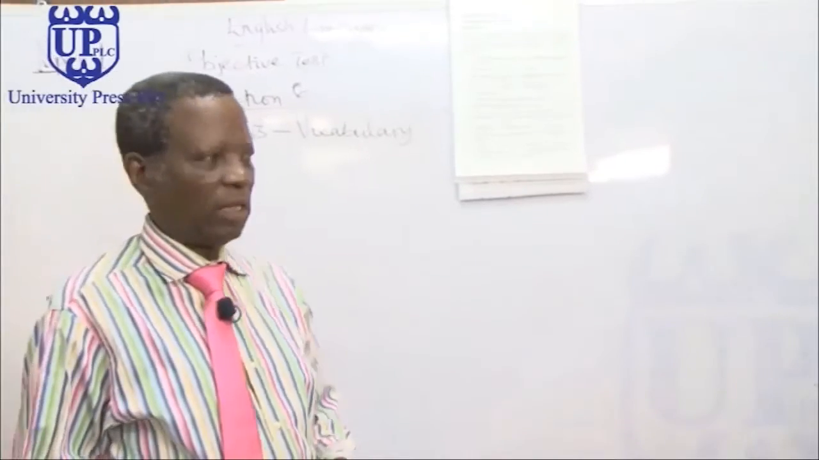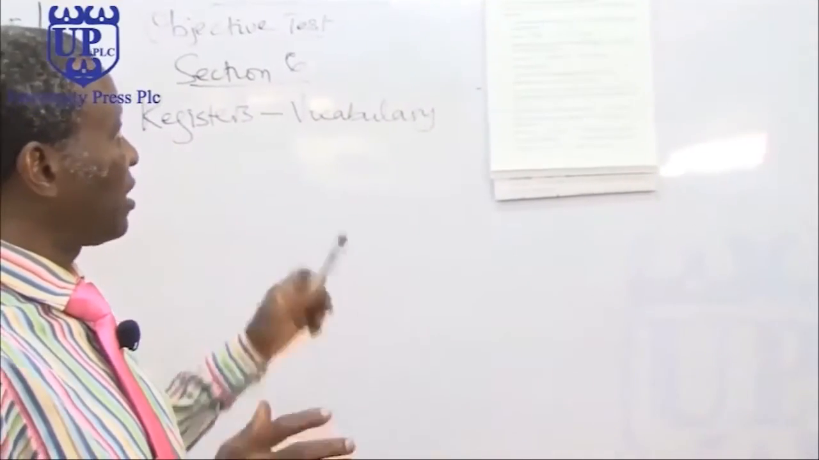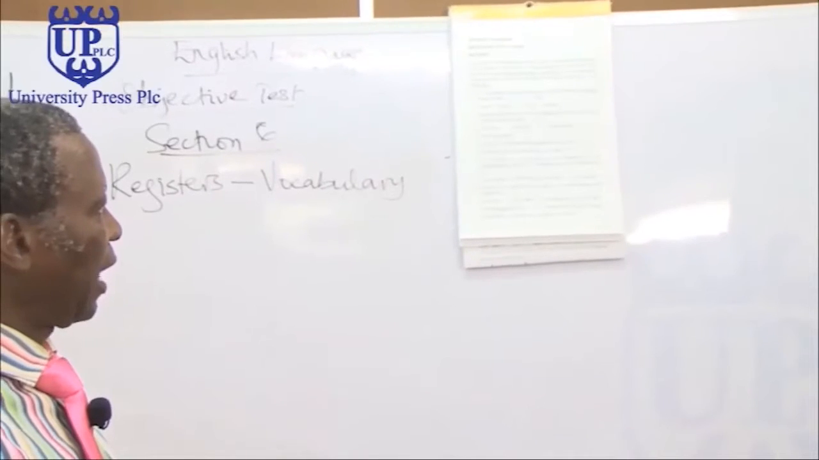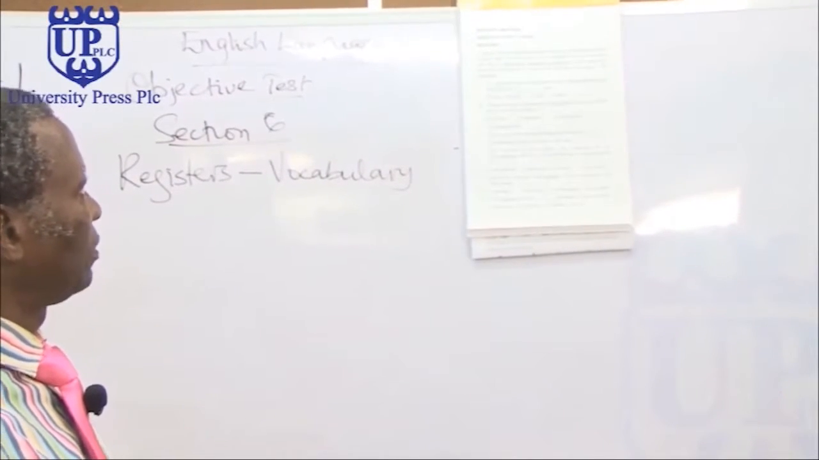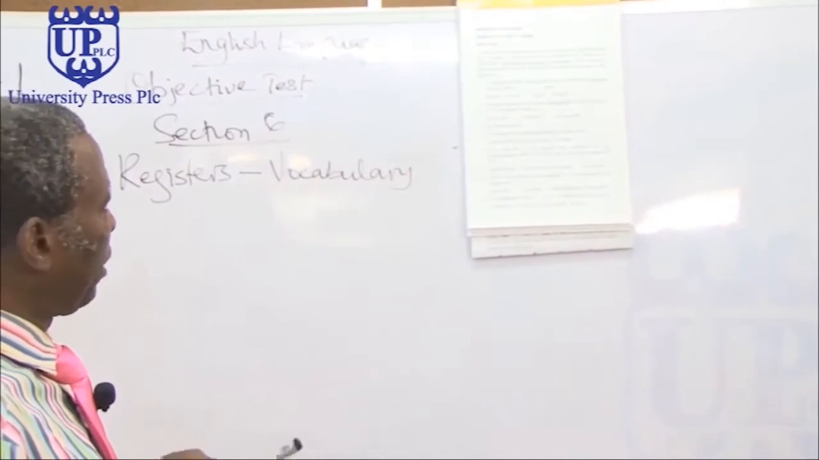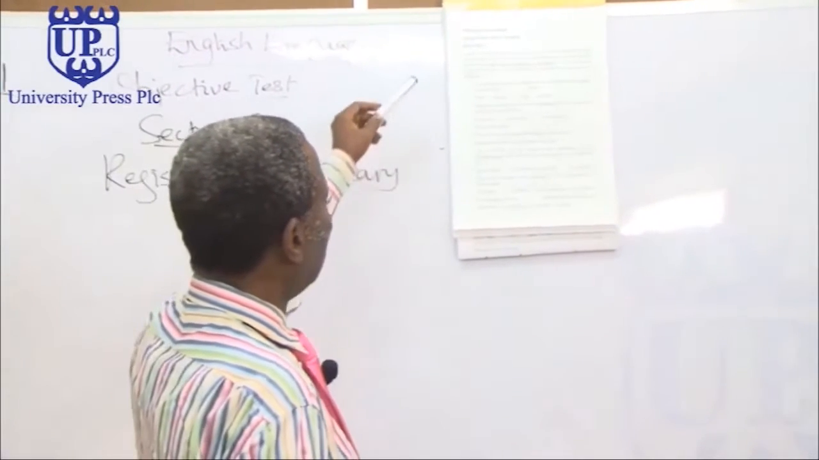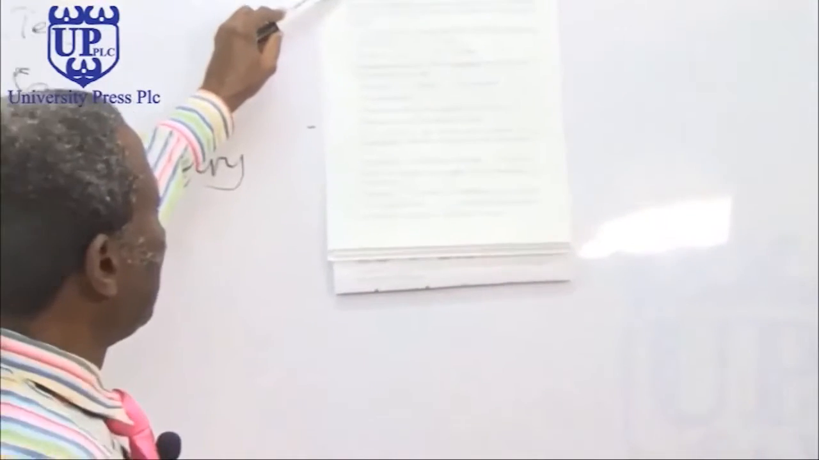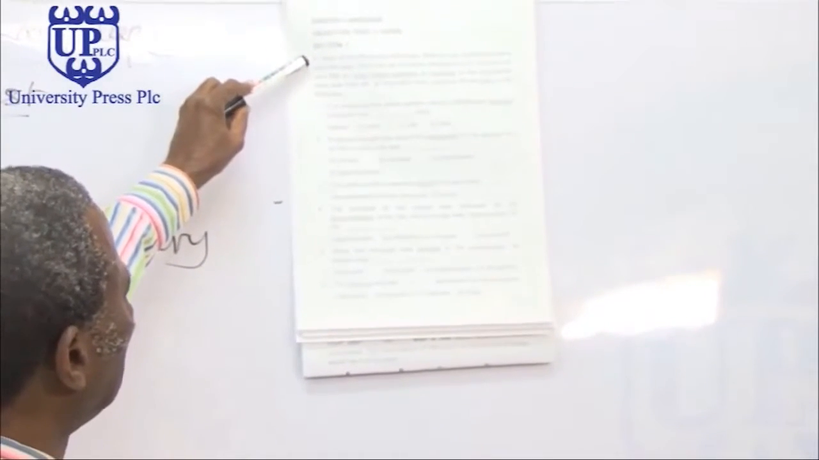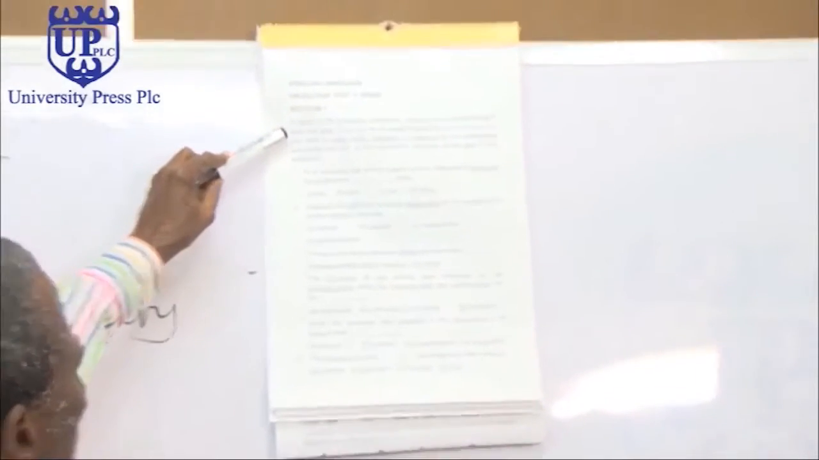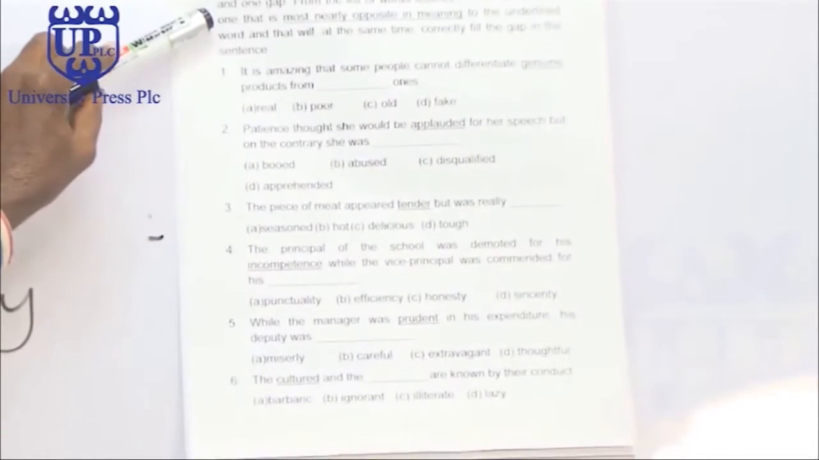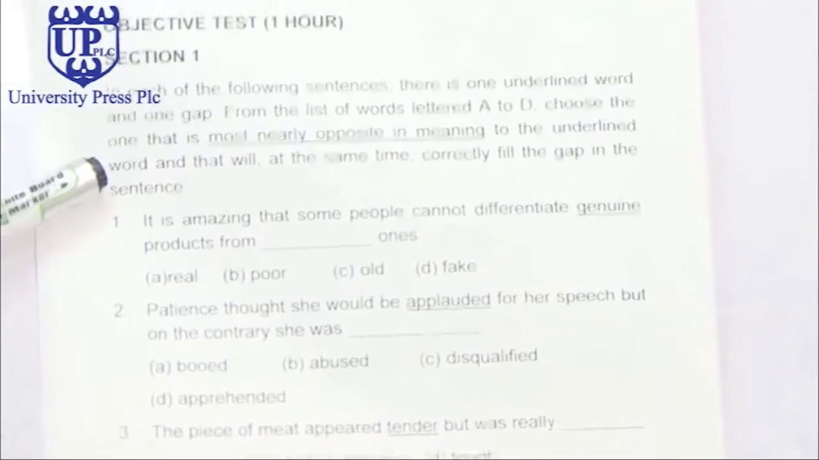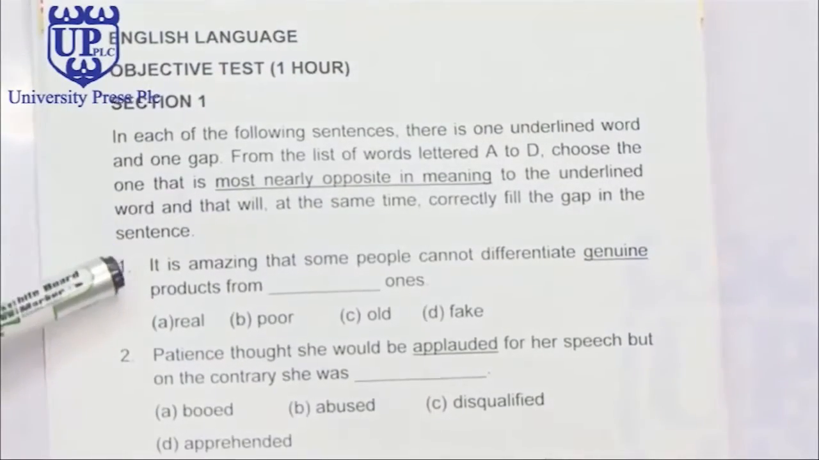Now let's look at a pattern. Not past questions. It is a pattern of how, in the examination pattern on English Language Paper 1, objective test, you have section 1. I've been telling you, in each of the following sentences, there is one underlined word and one gap. From the list of words, letter A to D, choose the one that is most nearly opposite in meaning to the underlined word, and that will at the same time correctly fill in the gap in the sentence. Remember, it must fill in the gap in the sentence. Now let's look at the first one.